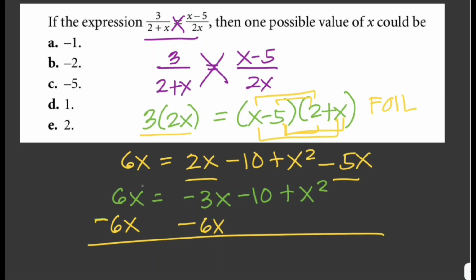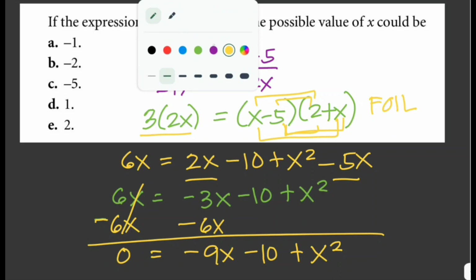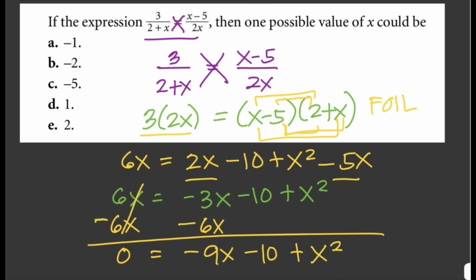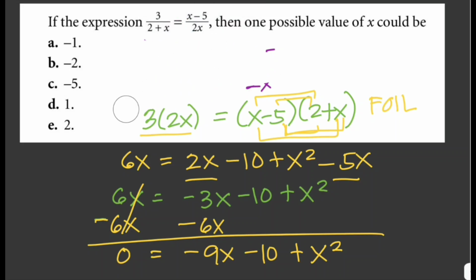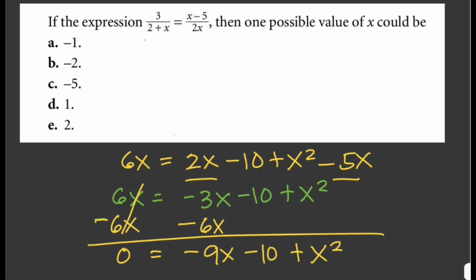Okay, that would eliminate 6x here. On the left, this would be equal to 0. Then negative 3x minus 6x is negative 9x minus 10 plus x squared. And then we can arrange this from the highest exponent to the lowest. So this would become 0 equals x squared minus 9x minus 10.